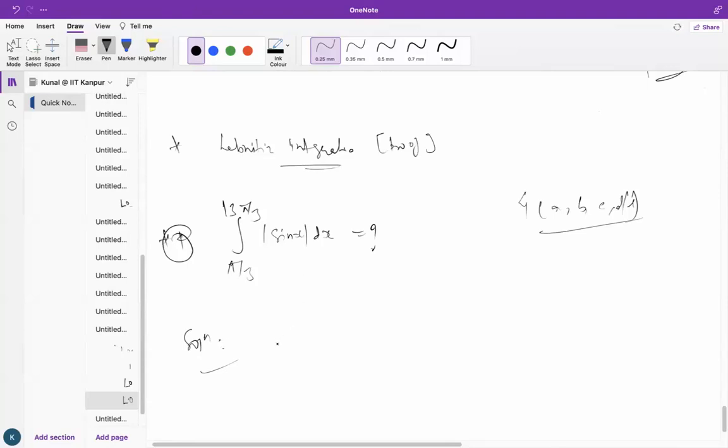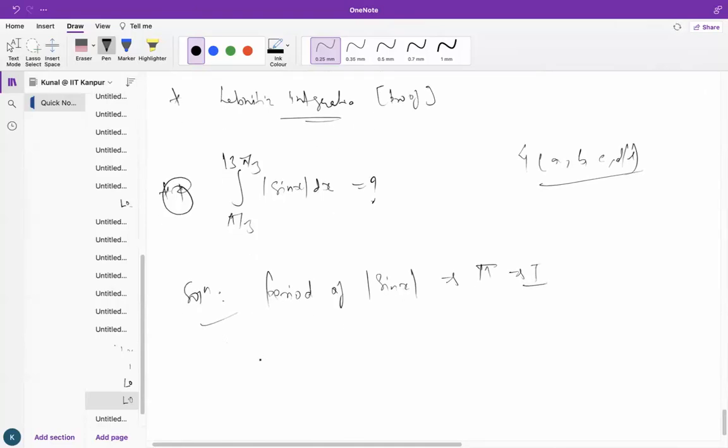This is my suggestion. The period of mod of sin x is nothing but pi, so we get the value of T here. Now A is equal to pi by 3, so we can convert this into the form A plus NT. How to do that? We can write it as pi by 3 plus 4 pi. Here the value of N is 4.